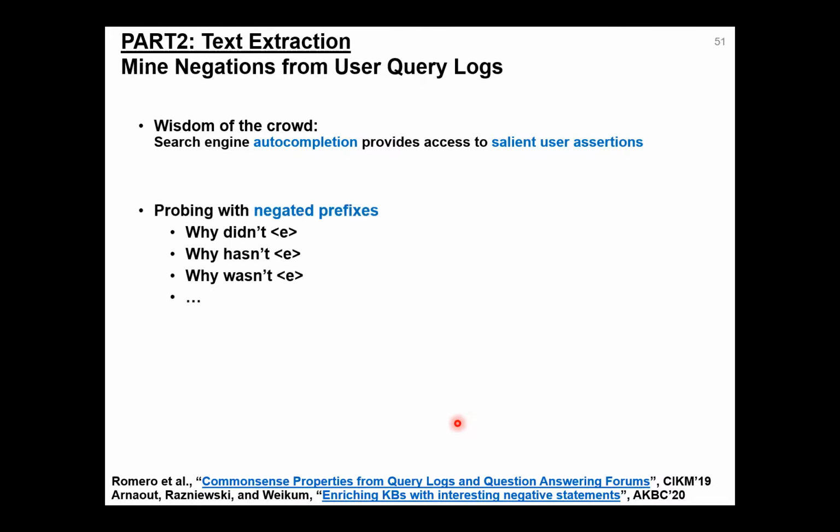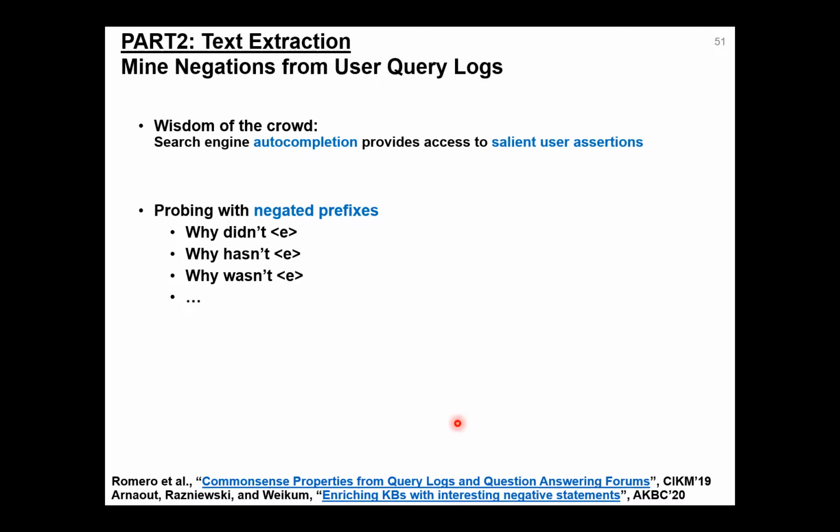And for that, you can probe it using negated prefixes. So "why didn't E", and E here is your input entity, and then you would let the auto-completion model finish it for you. And the reason the word "why" has been added here is that we can assume that whatever comes after "why" is correct, and the user is just asking for the reason of that negative statement that is correct.